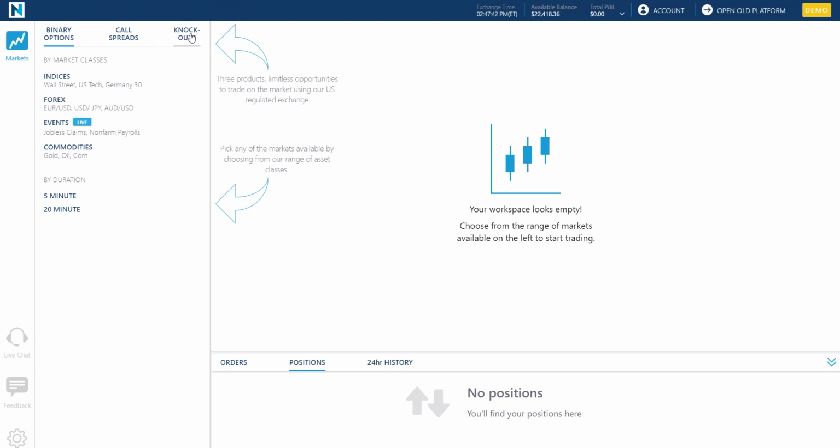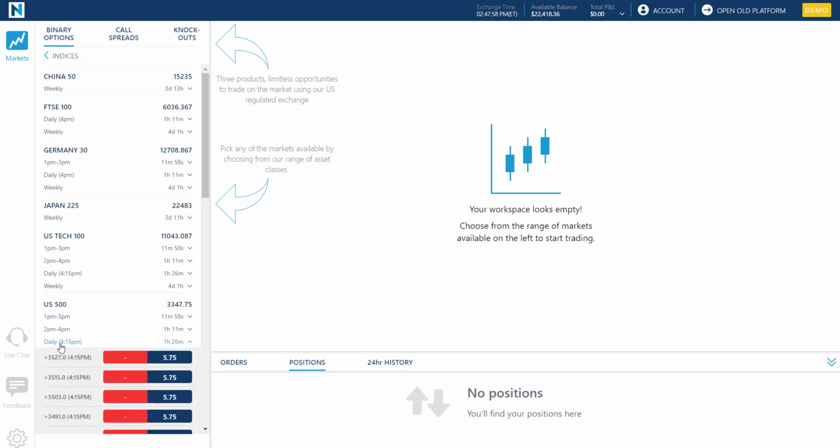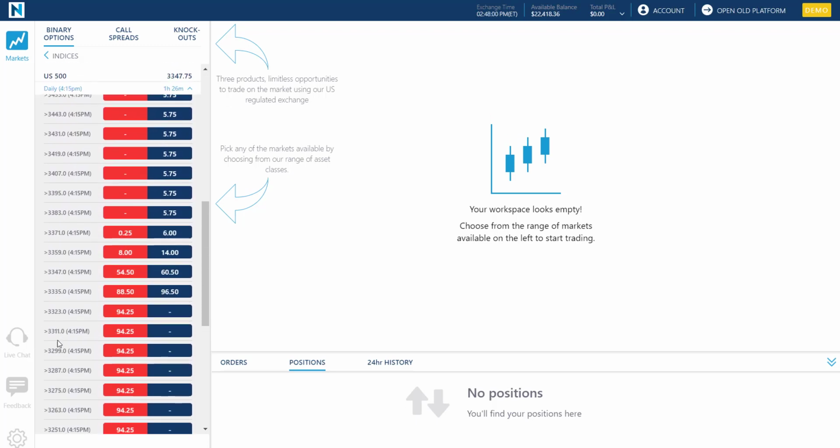Click on a product, then one of the market classes, and then select one of the expiration options beneath one of the markets. In this example, we've clicked binary options, indices, and then daily under US 500. This will display the list of contracts available for that expiration cycle.